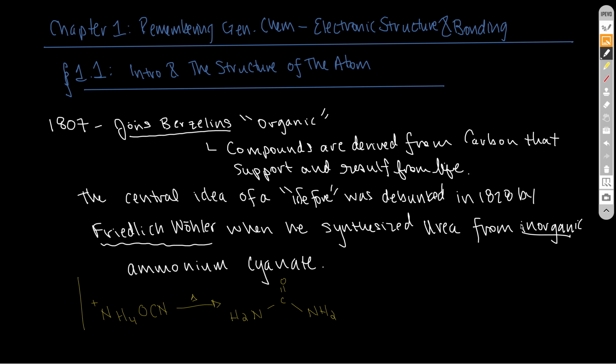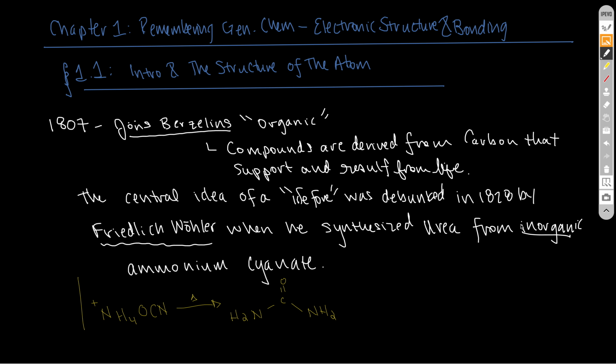So remembering general chemistry, this is chapter 1 in the Paula Yurkanis Bruice textbook, edition 8. Electronic structure and bonding, section 1.1, intro, and the structure of the atom.